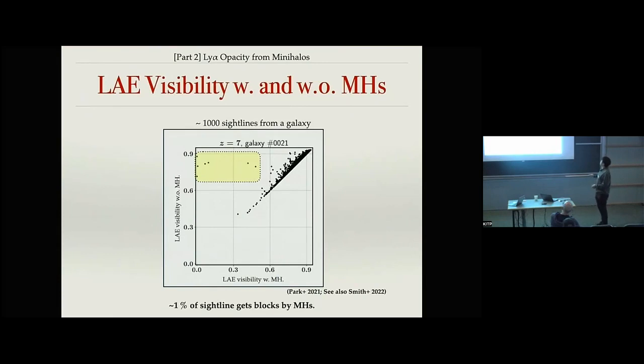So I looked into some statistics. This is basically a Lyman alpha visibility scatter plot with and without mini halos for particular galaxies, and I looked into about 10,000 different sight lines. These dots in the upper left are the sight lines that are heavily affected by the mini halo. For these sight lines, the Lyman alpha visibility is very low just because of the mini halo.